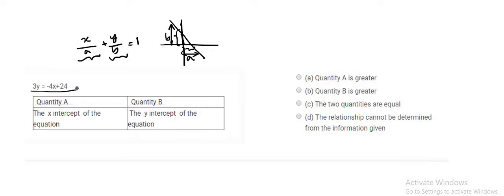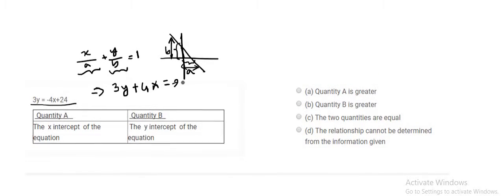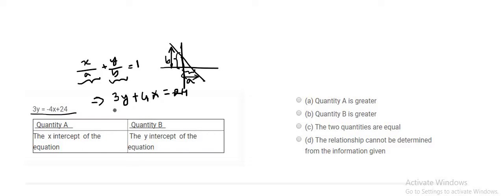So we can rearrange this equation to make it look like this. So 3y plus 4x equal to 24. I have just brought the 24 from the right hand side to the left hand side, and I'm going to divide both sides by 24. So I get y by 8 plus x by 6 equal to 1.